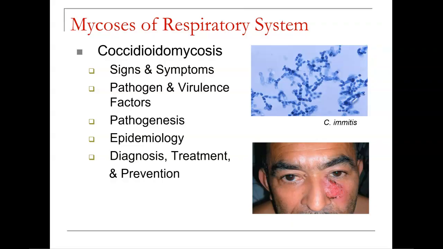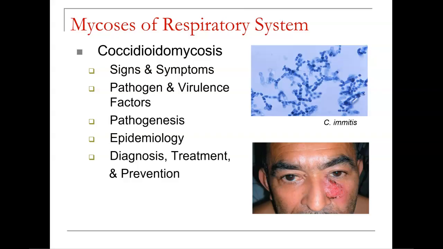Now we're going into mycosis of respiratory systems. We have coccidioidomycosis. This is going to resemble pneumonia or tuberculosis. In severe cases, you'll have fever, cough, chest pain, difficulty breathing, coughing up or spitting up blood, headaches, night sweats, weight loss, and trunk rashes. It can become systemic in immunocompromised people. It may result in meningitis, headache, nausea, and emotional disturbance.